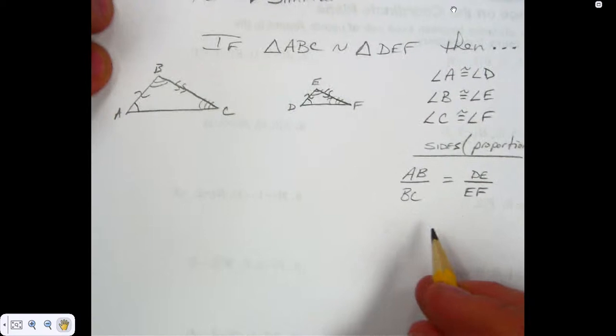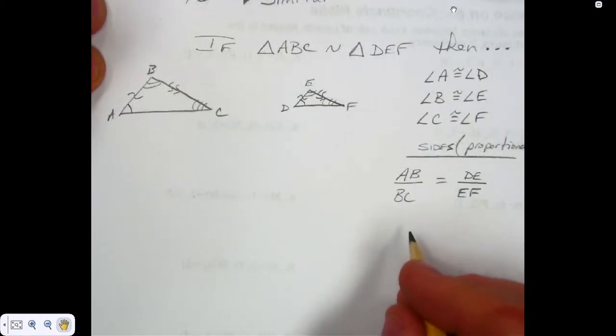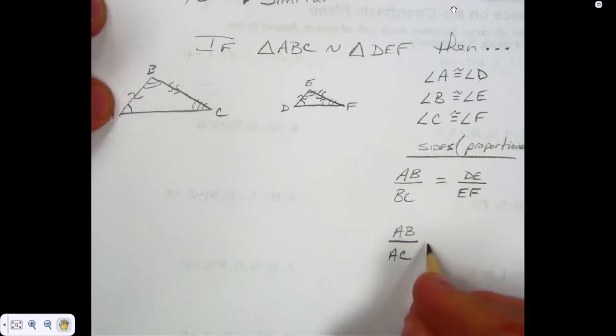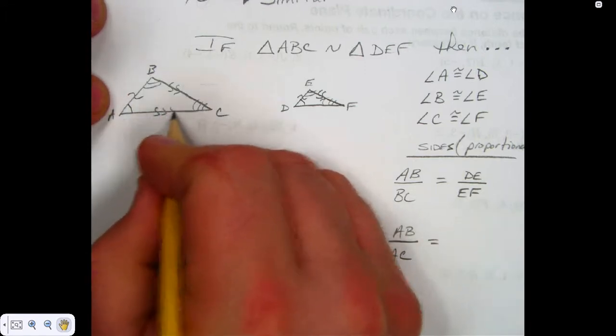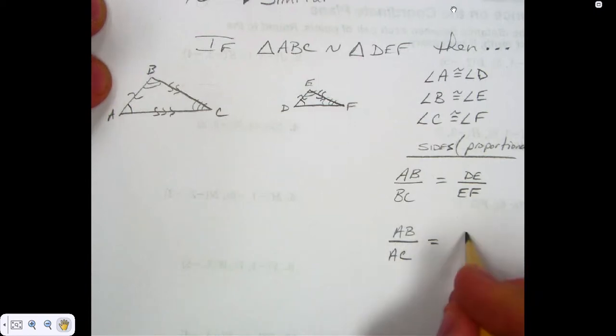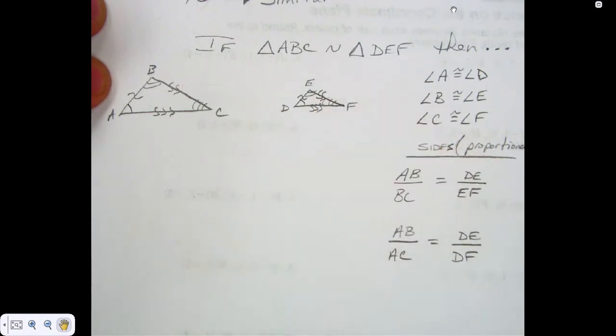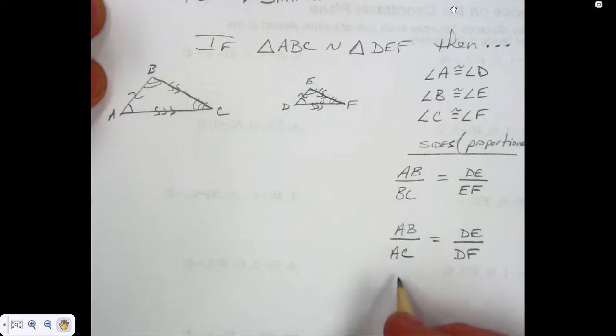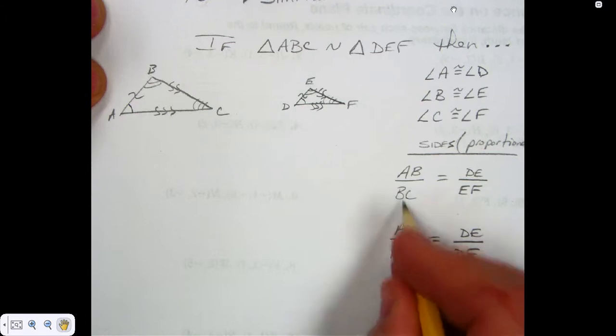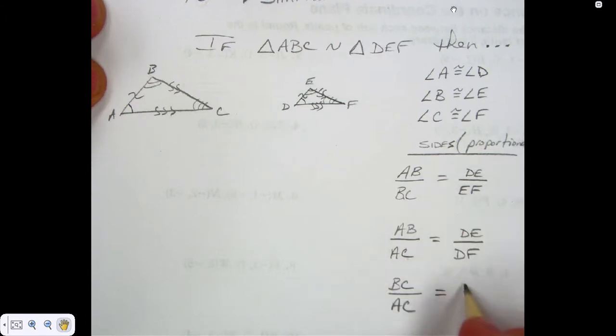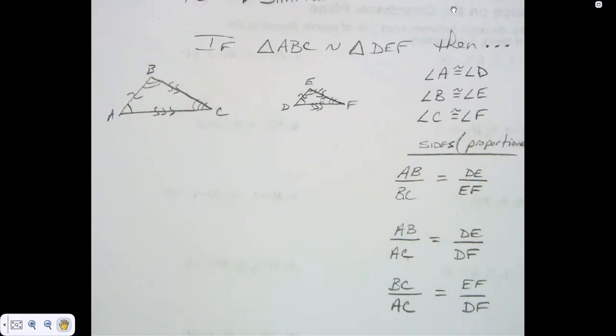What's another proportion I could write? AB over, instead of BC, I could do AC, which would equal what is proportional to AB? DE. Over what's proportional to AC? DF. And what's the last proportion I could write? I could go BC over AC. BC over AC is equal to EF over DF.